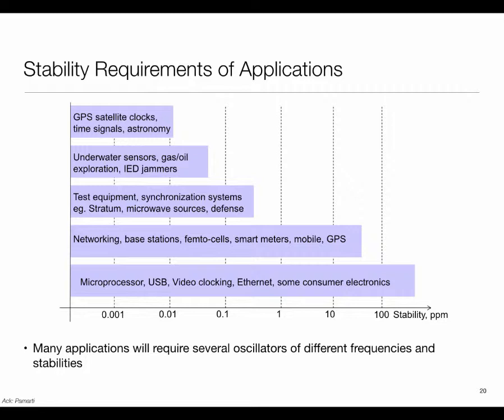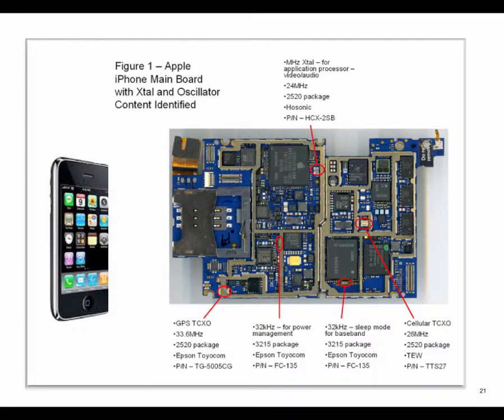Now, a consequence of all these different requirements is that if you open up a current device like this iPhone 3GS, you would see that it has many clocks in it. Many clock sources, to be precise. So it has a GPS temperature compensated crystal oscillator. GPS, as you saw, needs a more stable clock. Otherwise, they'll have to keep recomputing the rates very frequently.